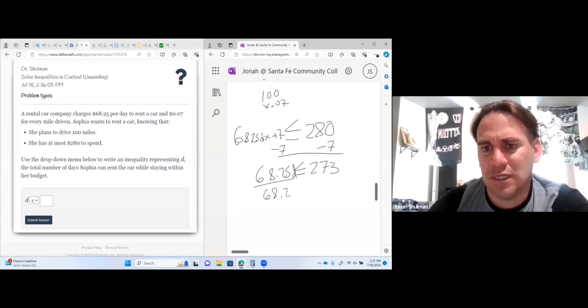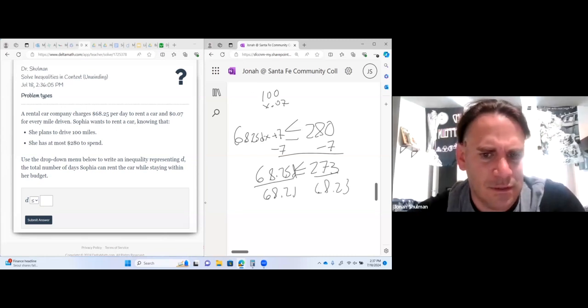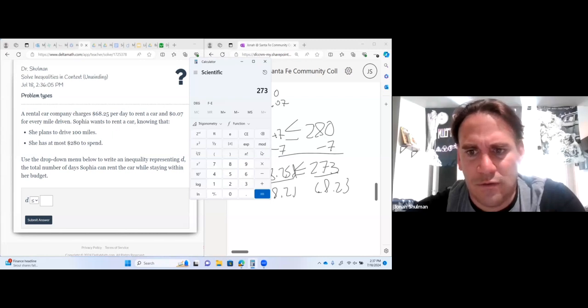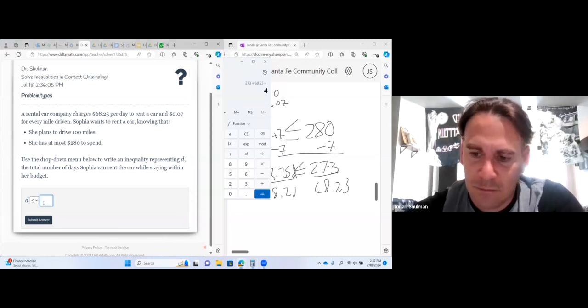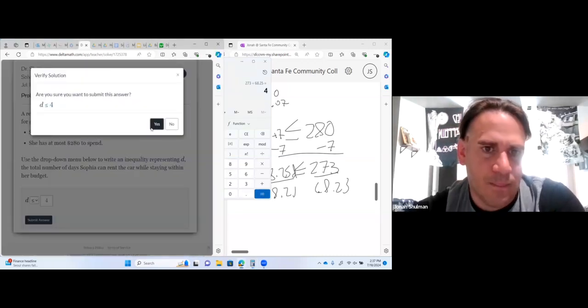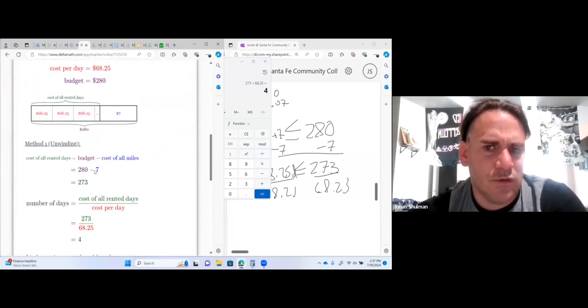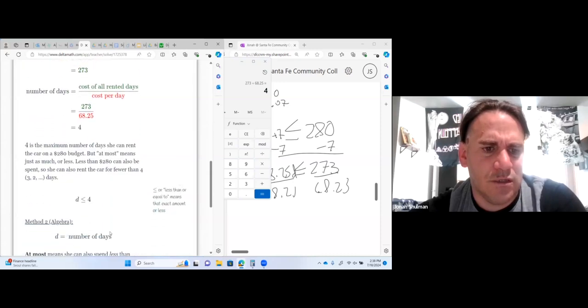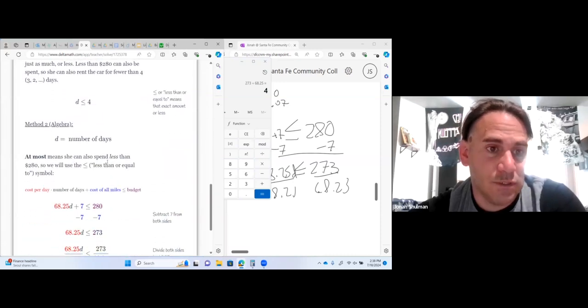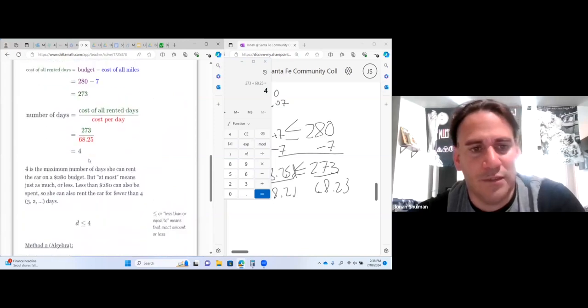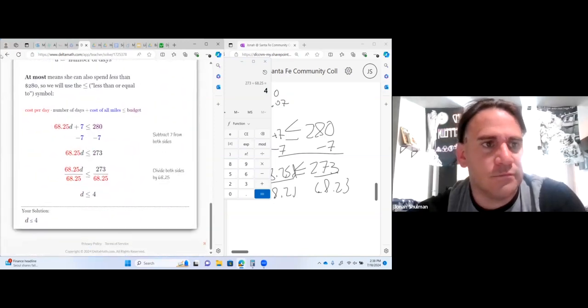So we just divide this by 68.25. We'll know exactly how many days. So let's see what you got. 273 divided by 68.25. How many days can you do it? She gets 4 days, at most 4 days. Ta-da! We did it this way, cost of miles, we subtracted it, divided. Actually, ours was this. We did this algebra way. What was this way? Unwinding. Yeah, one at a time, which is fine.